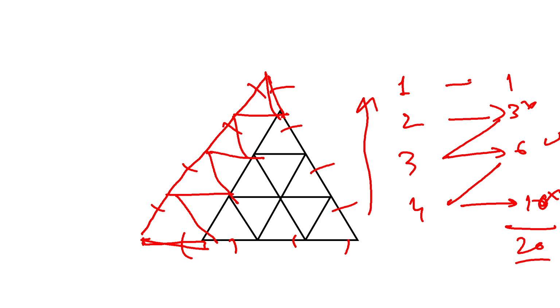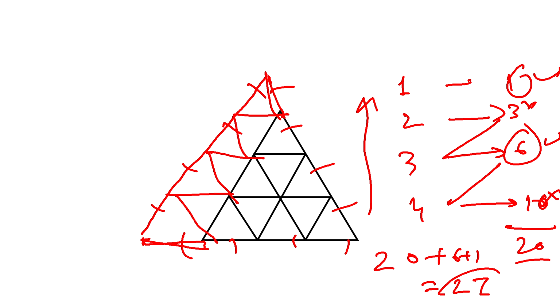Okay. Now go from bottom to top and just ignore this one. Take this. Ignore this. Take this. So we will take 6 plus 1. Okay. So 20 plus 6 plus 1. It became 27. So in this figure there are 27 triangles.